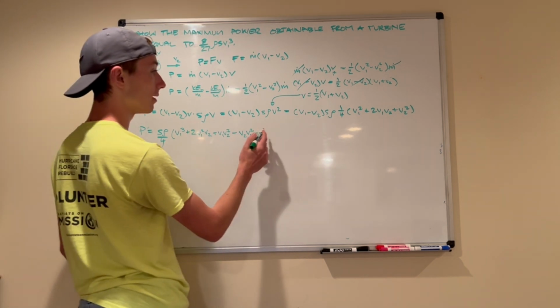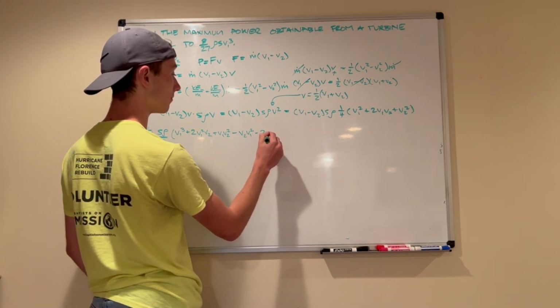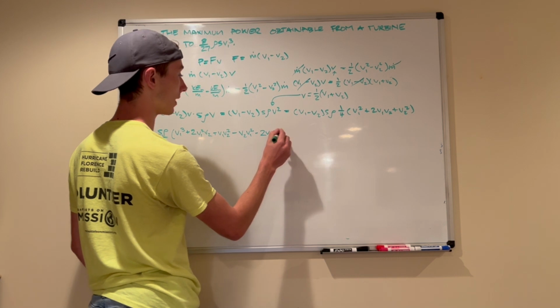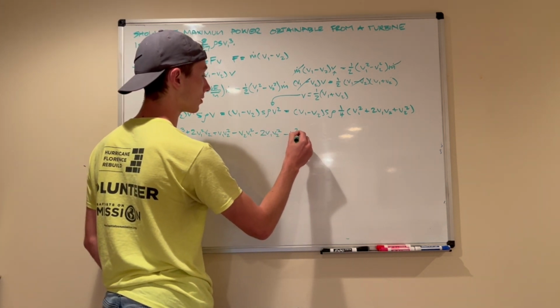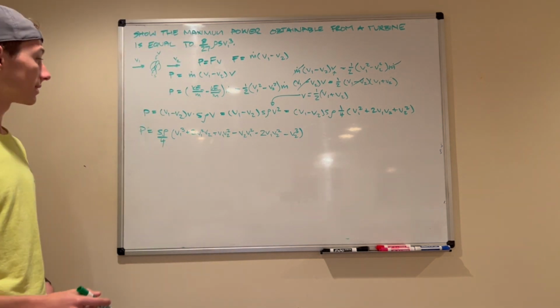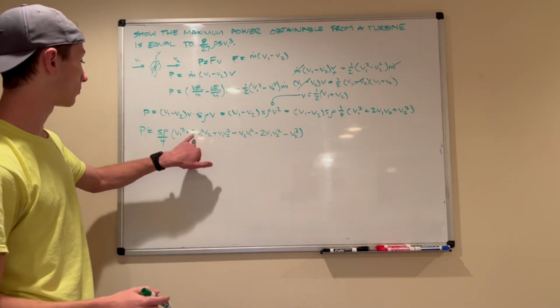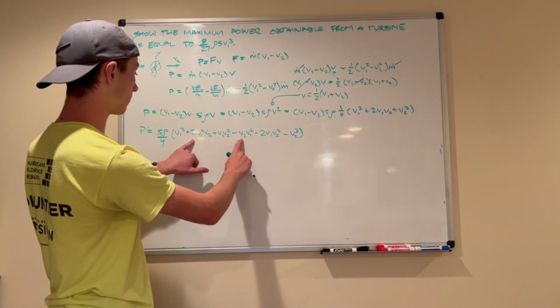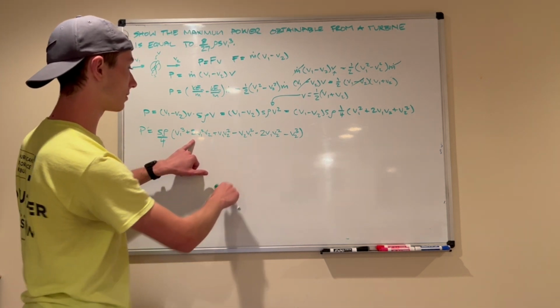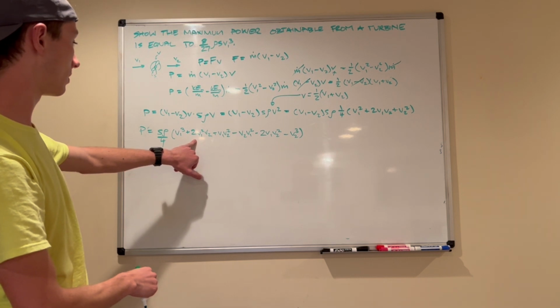Oh, no, I didn't. Minus 2 V1 V2 squared minus V2 cubed. Okay, let's see, we should be able to simplify some things here. So we have plus 2 V1 squared V2 minus V, where is it? Did I miss a term?